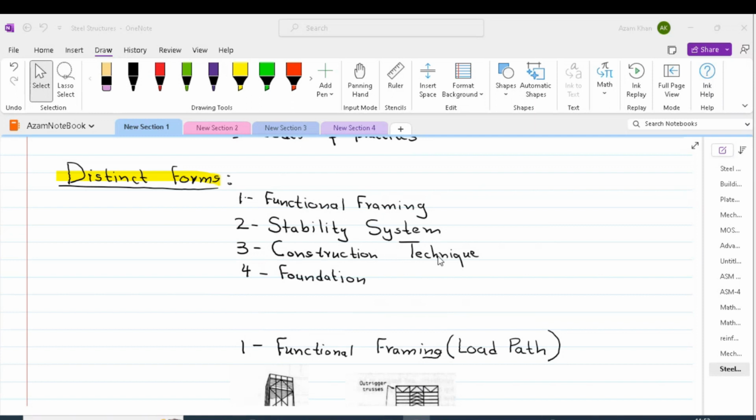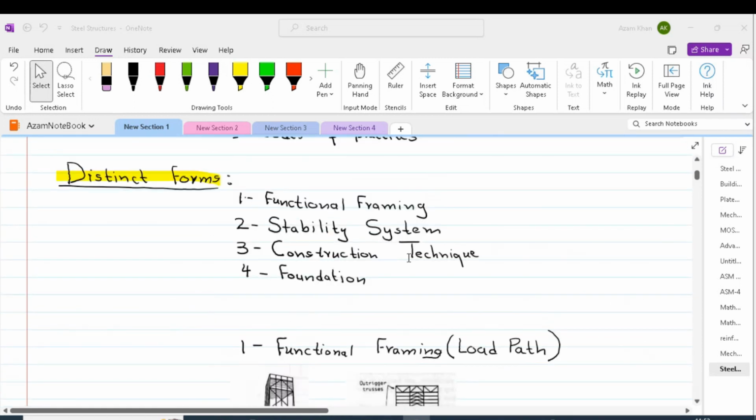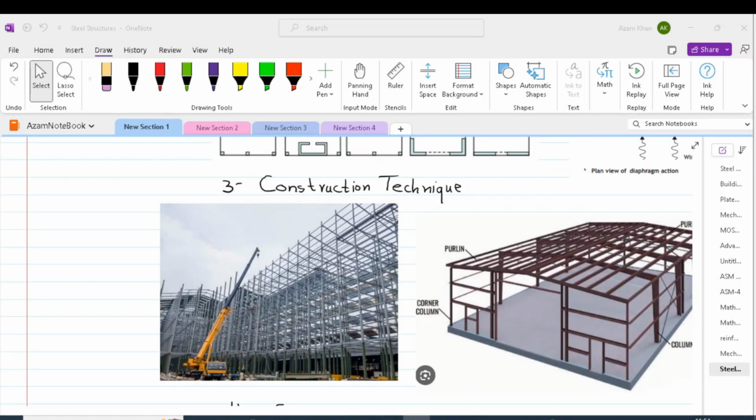Let us now discuss the construction technique of steel structures and how it distinguishes one form from another. The construction of a steel building involves a series of processes and techniques aimed at assembling and erecting the structural steel components efficiently and safely. Some of the key construction techniques for steel buildings are as follows. The first one is site preparation. After that, carry out the construction of the foundation. Having the foundation, we can then transport steel to the site and start with erection of the steel frame.